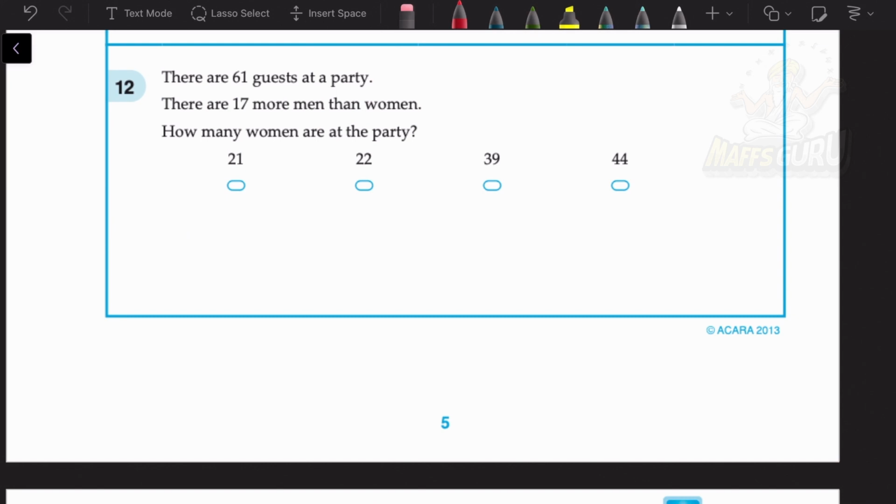There are 61 guests at a party. There are 17 more men than women. How many women are at the party? So if there are 61 guests at the party and there are 17 more men than women, the number of women I'm going to say is X. So let X be the number of women, plus X plus 17. So this basically is the number of women I have. There must be 17 more men, and that's got to be equal to 61. So 2X plus 17 gives me 61.